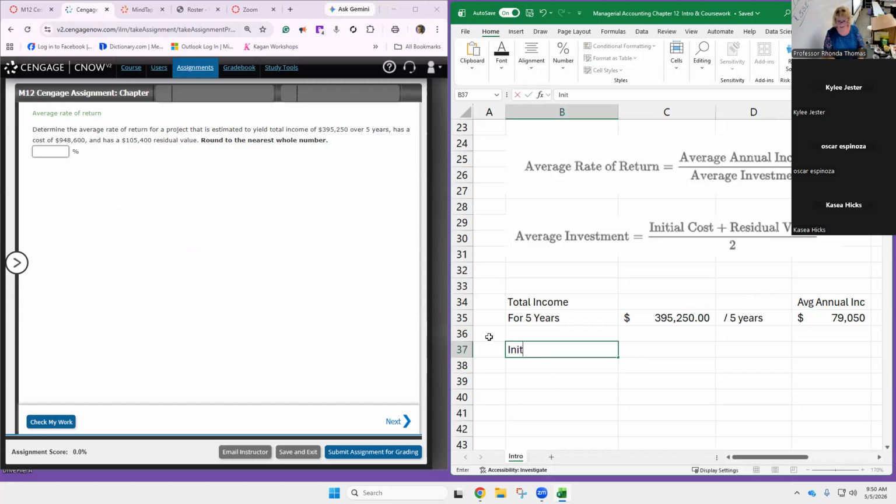So initial cost is $948,600. Our residual value is $105,400. Now notice we add these two together. When we were doing depreciation, we actually subtracted the residual value. So please keep in mind that this is plus, and then we'll be dividing by 2. So we're going to add these two together here, and then we'll divide by 2, and then we'll have our numerator and our denominator.